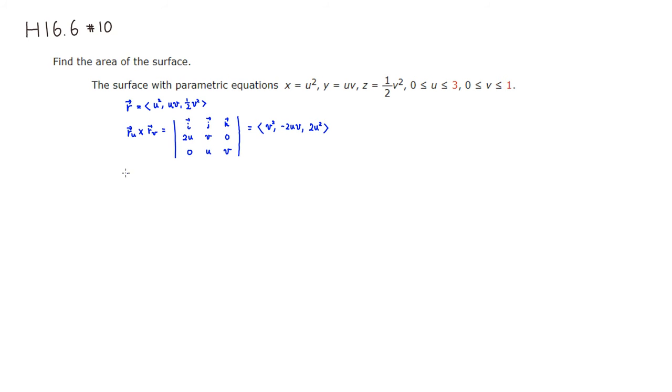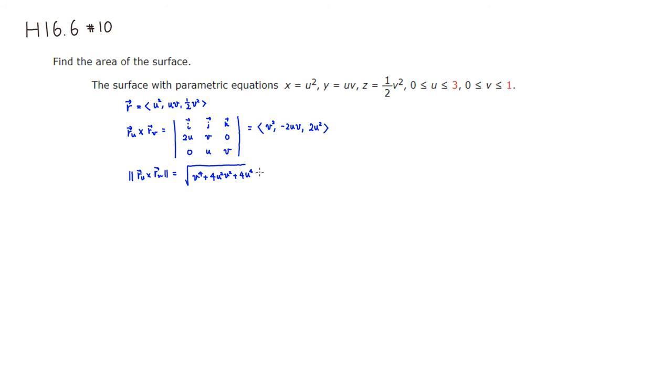Then we want to find the magnitude of this cross product. The magnitude is just square each component, add them up, and take the square root. So you have a square root of v squared squared, so v to the 4th power. Negative 2uv squared would be 4u squared v squared. And 2u squared squared would be 4u to the 4th.